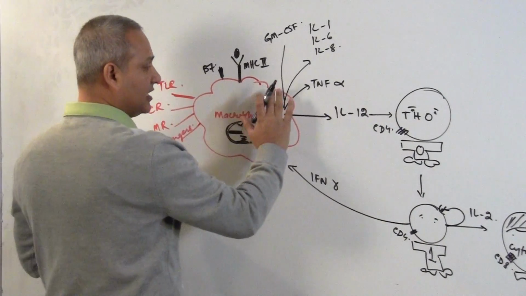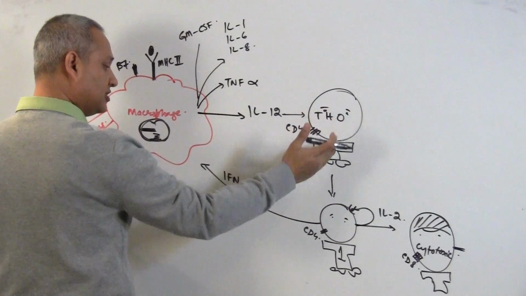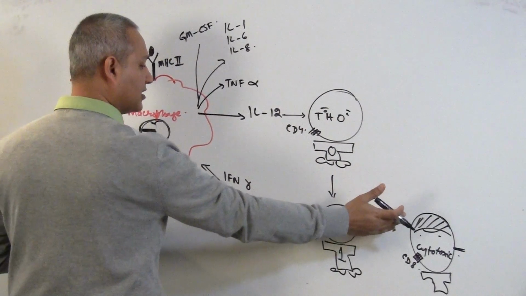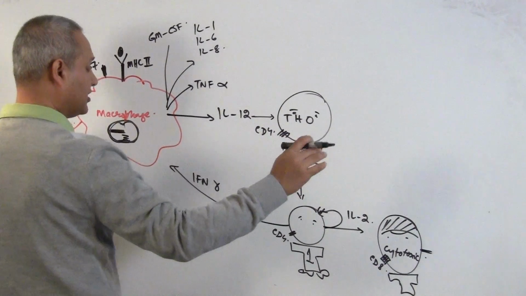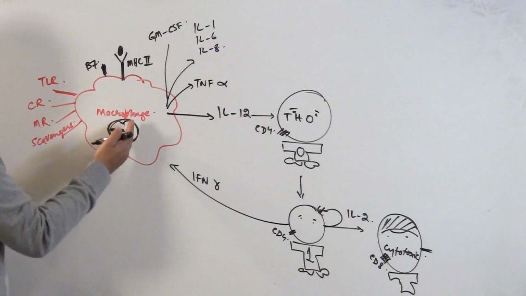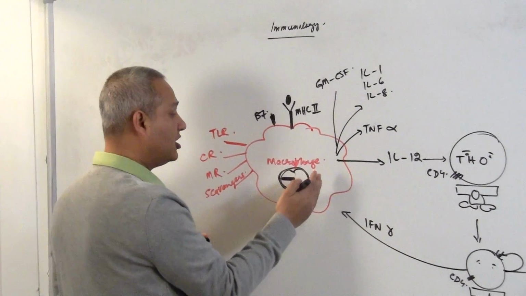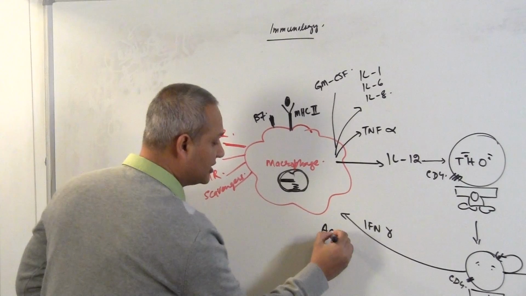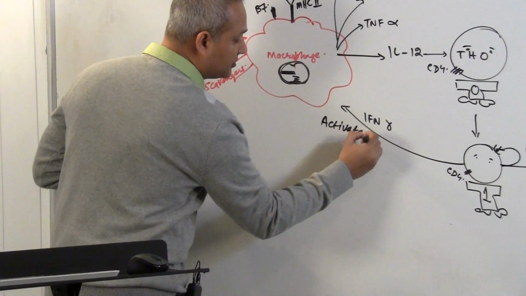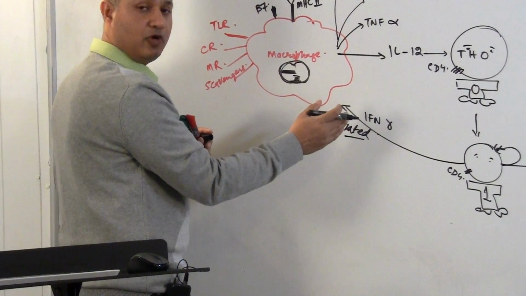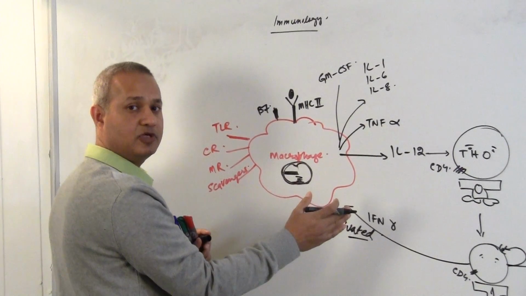So from the pathogen, IL-12 moved the T helper 0 to T helper 1. T helper 1 then caused the cytotoxic cells to be activated. On the other hand, it also released the interferon gamma, which caused the macrophage to become activated as well. Activated macrophage. And I hope you understand what we mean by activated macrophage.